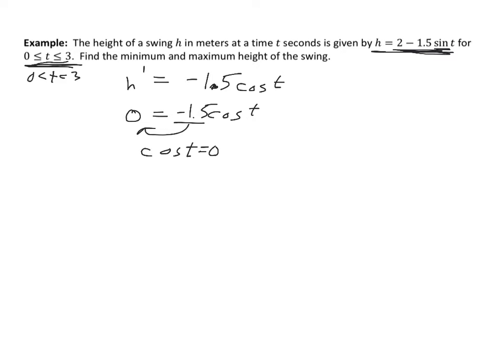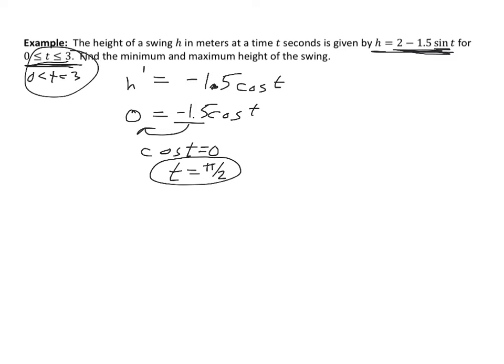Now we just need to pause and think for a moment. On this interval, where is cosine 0? Well, cosine is 0 when t is pi over 2. And so now we've found our only stationary point, at pi over 2.